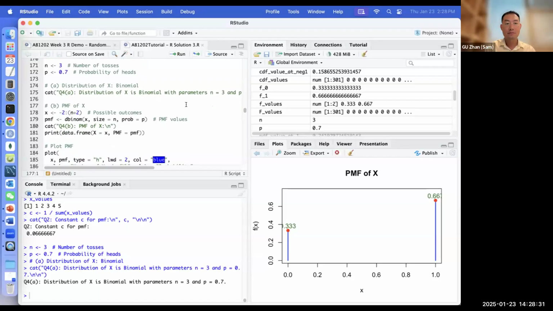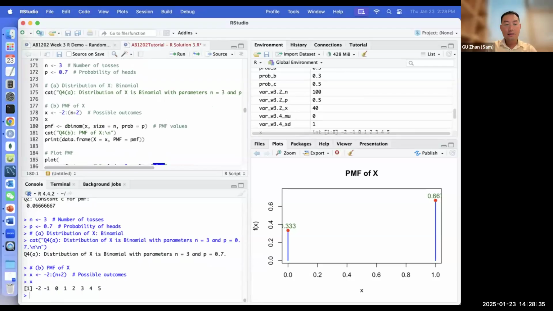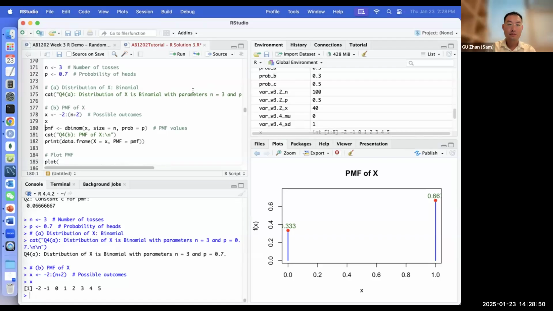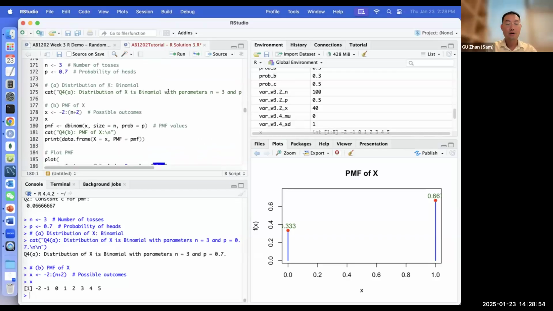A possible outcome. Let's have a look. What is x? X is -2, -1, 0, 1, 2, 3, 4, 5. The number of heads, right? So we toss it 3 times. How many heads are possible? So that's just the x value for visualization purpose.